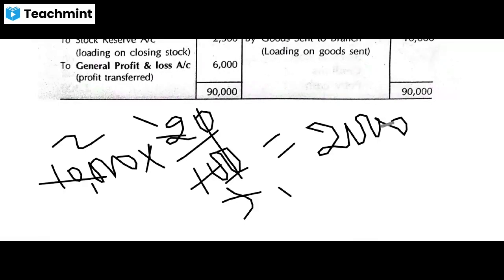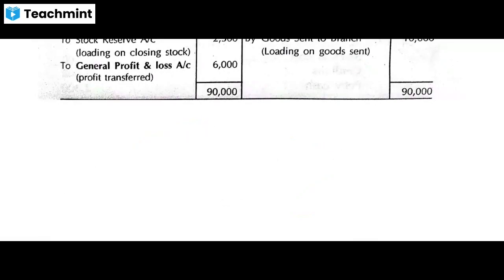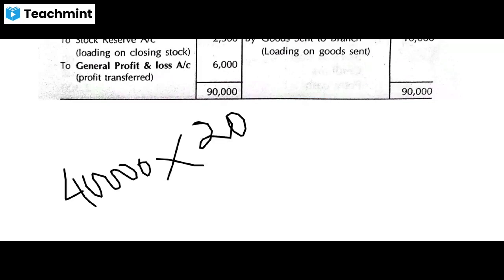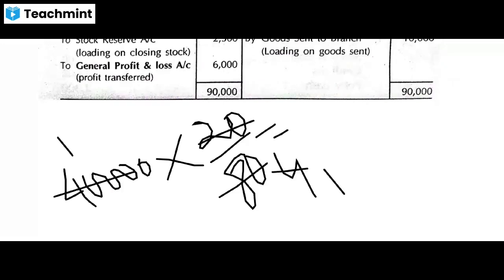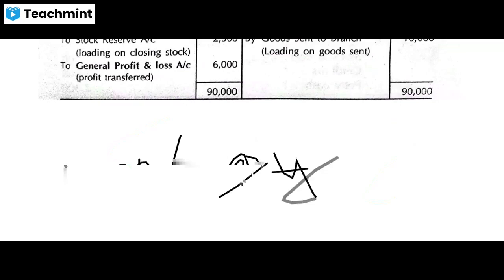Now goods sent to branch, they are provided on cost prices. We have already calculated that one, that is 40,000, into 20 by 80 because of cost price. Therefore 1 by 4. 4 ones are 4, that is 10,000. 10,000 is the loadings. So that will be treated in the credit side on the basis of goods sent to branches. Got it? See here, goods sent to branches, loadings on goods sent 10,000.